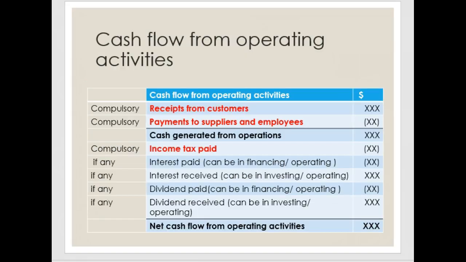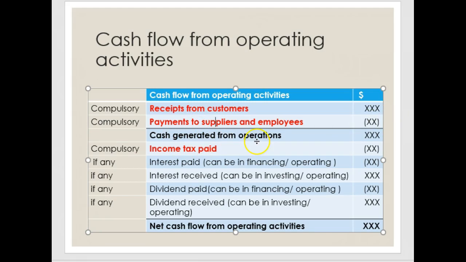Now we are going to summarize everything that you have learned just now. Under cash flow from operating activities, there are a few things that you must have. Number one is receipts from customers. Number two is payments to suppliers and employees. Number three is income tax paid. These three items are compulsory. That means in every cash flow from operating activities, you must have these three items. Receipts from customers minus your payments to suppliers and employees, you will get cash generated from operations. Remember to write this amount down. You need to write cash generated from operations.